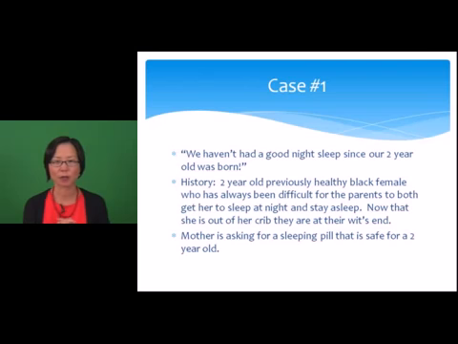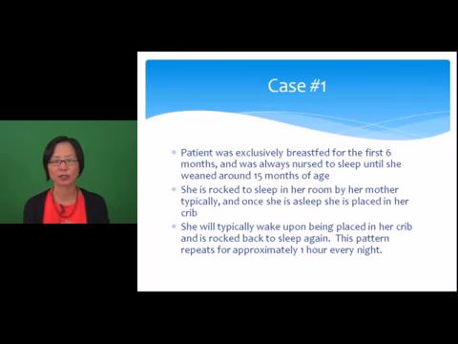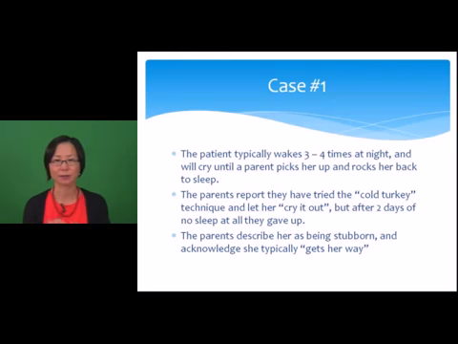So case number 1, remember, was the 2-year-old who the parents are at their wits' end because they're not able to get to sleep, and the mother wants to know if there's a sleeping pill that she can give her. This child was exclusively breastfed for the first 6 months. She was always nursed to sleep until she weaned around 15 months of age. Her routine is that she's rocked to sleep in her room by her mother, usually, and once she's asleep, the mother very carefully places her in her crib, asleep. When she wakes, as the mother's doing this, she will sit back down, rock her again until she's asleep. This pattern repeats for approximately 1 hour every single night.